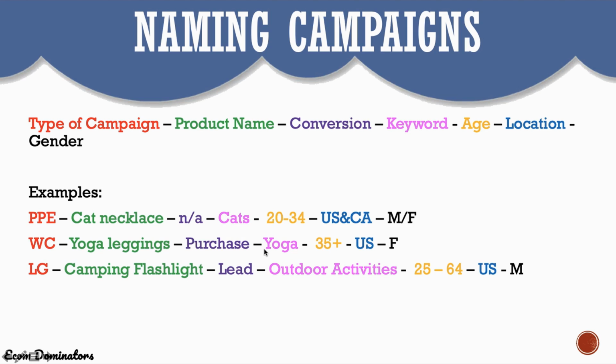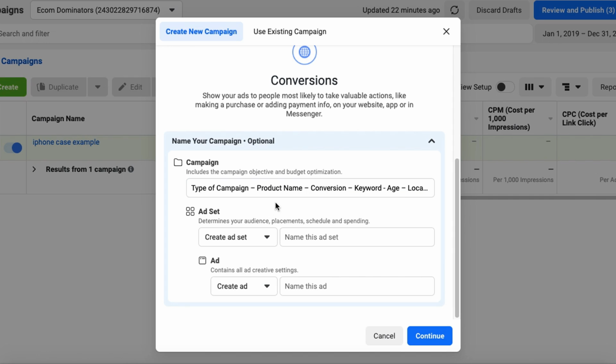So this is the way I name it. You can use whatever system you want to use. Now I just pasted in my template. I'm going to go ahead and replace each part. So since I'm doing a website conversion, I'm just going to type WC. For product name, since I'm selling the phone case, I can just say iPhone case.